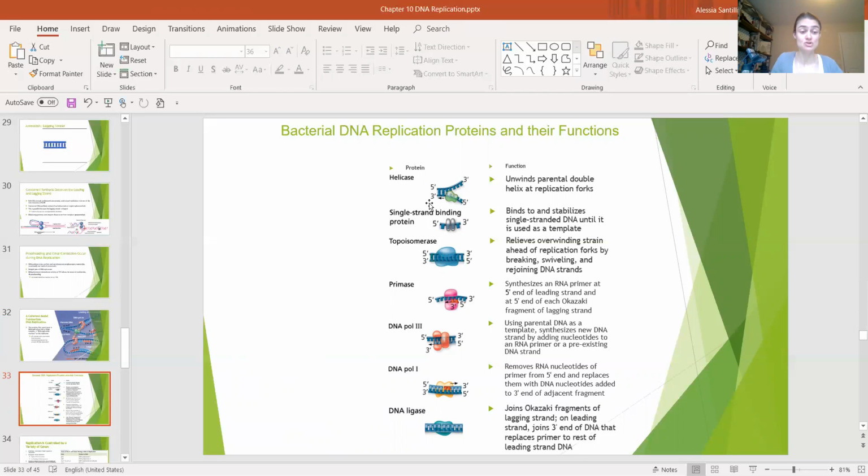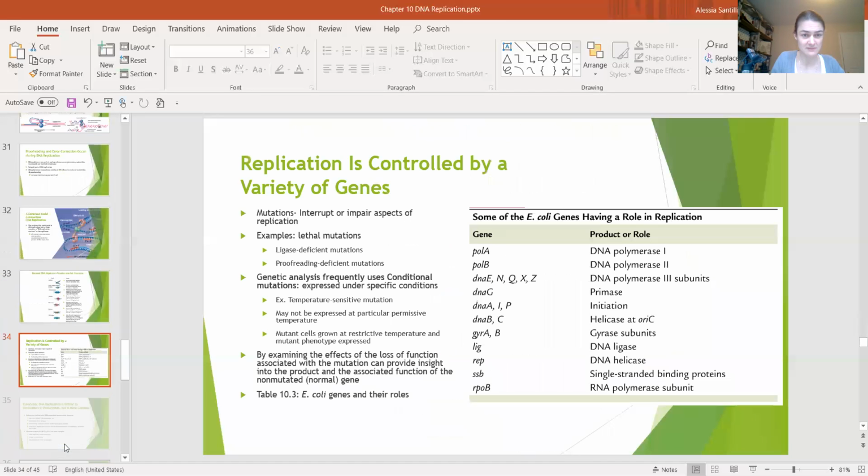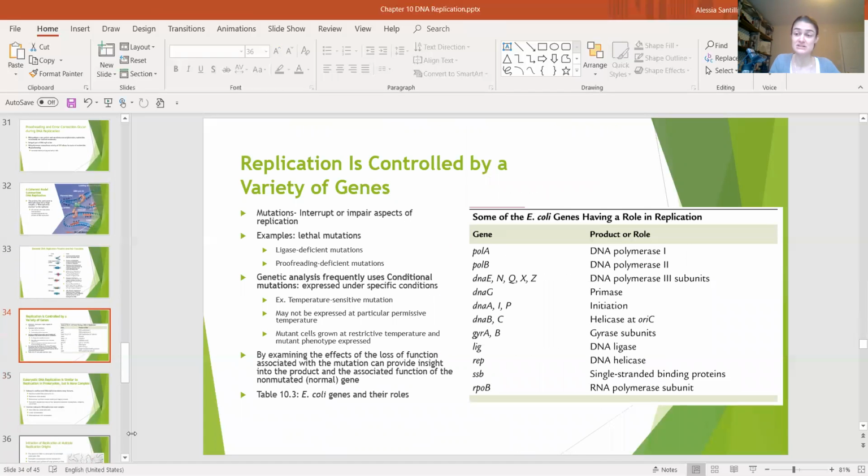So that's kind of bacterial replication in a nutshell. Very important to remember, definitely important to remember. So I believe that's it. Yep. So that's it for section 10.4, and we'll continue with the next section in another video.